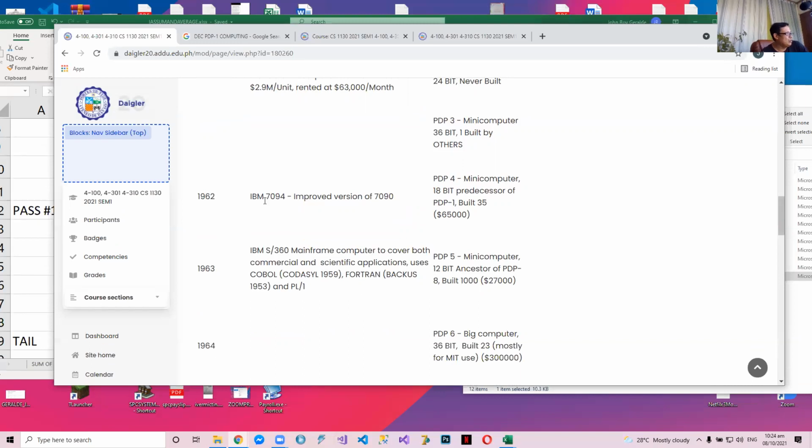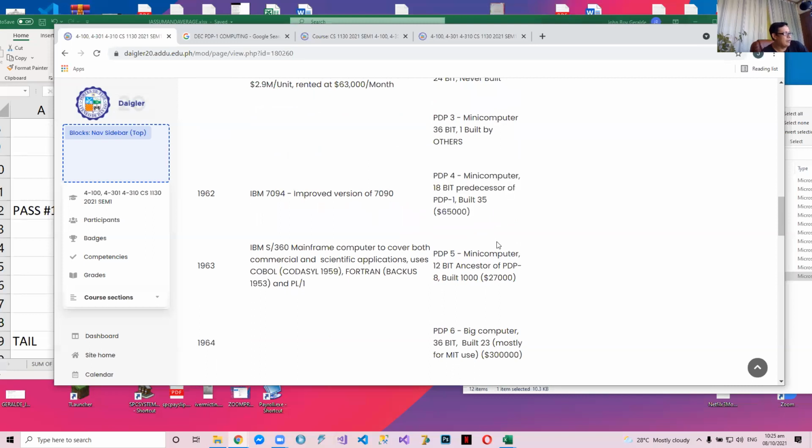In 1962, IBM built the 7094. This is a very popular version. But DEC introduced the PDP-4, the successor of the PDP-1, built 35 and sold them at 65,000 each.